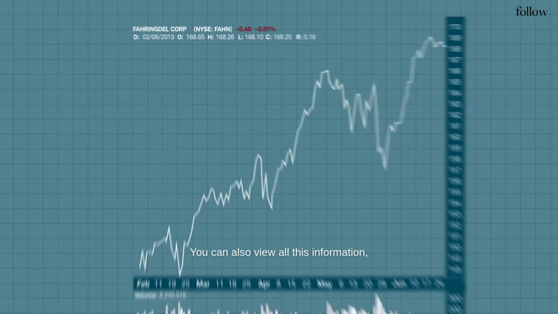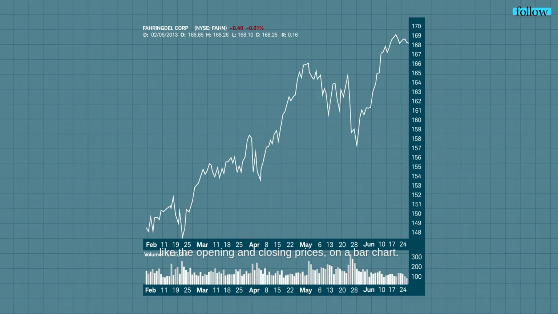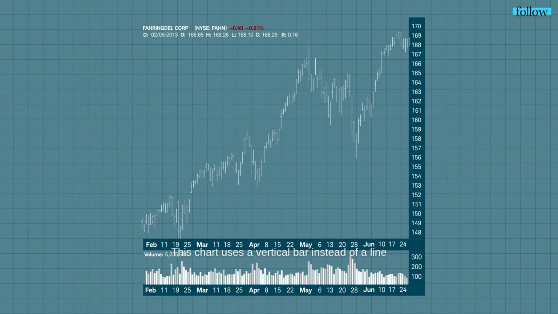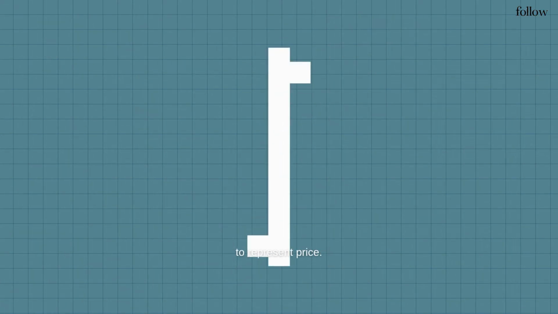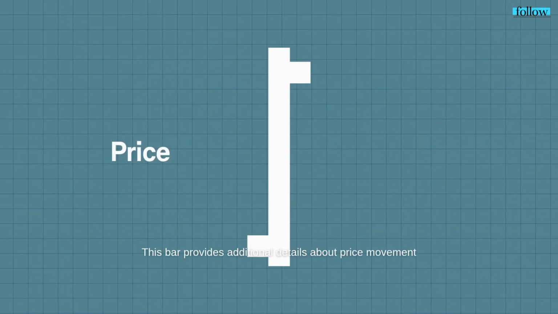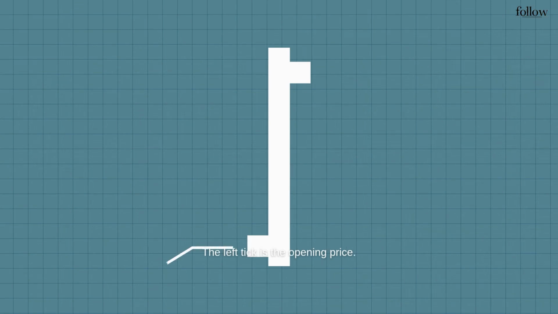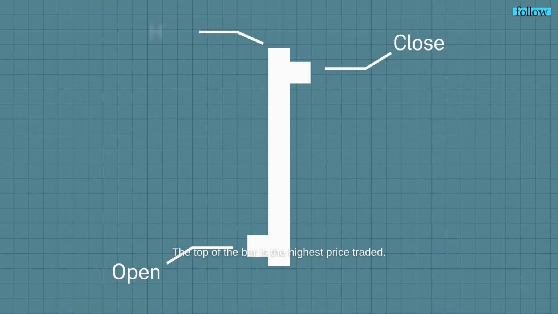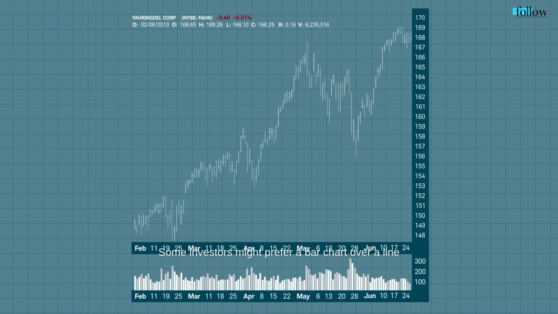You can also view all this information, like the opening and closing prices, on a bar chart. This chart uses a vertical bar instead of a line to represent price. This bar provides additional details about price movement during a single trading period. The left tick is the opening price. The right tick is the closing price. The top of the bar is the highest price traded. The bottom is the lowest. Some investors might prefer a bar chart over a line chart because they believe it better reflects market sentiment and the price action of a security. In other words, you can see if other investors are bullish or bearish on a stock.